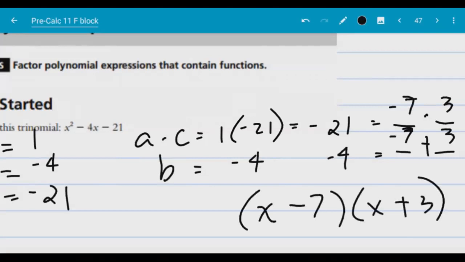Quickly do your FOIL to be able to check. x times x is x squared. Negative 7 times x is negative 7x. Plus 3 times x, which is 3x, gives you a sum of negative 4x. And the last term would be negative 7 times 3, which is negative 21. All right. Let's go to our check your understanding.